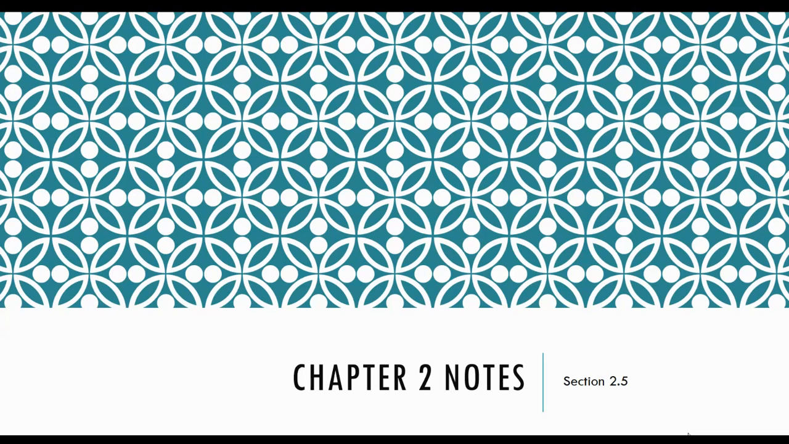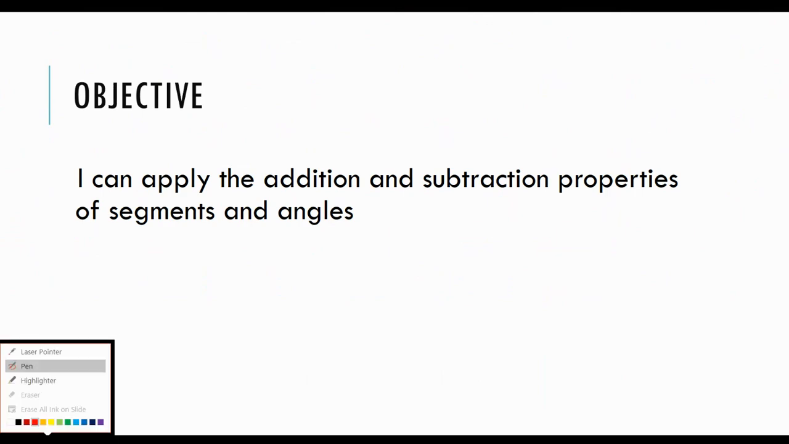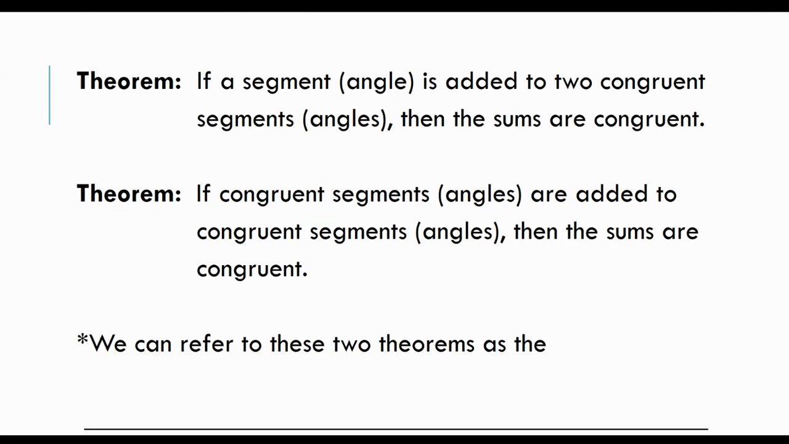Today we're going to look at section 2.5. Section 2.5 is all about applying addition and subtraction properties of segments and angles. So we have several theorems. Theorems are mathematical statements that can be proved.